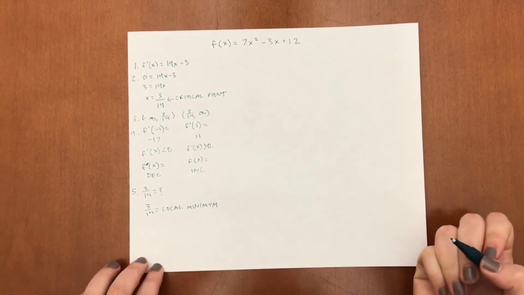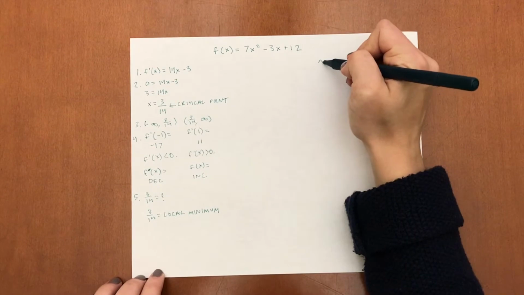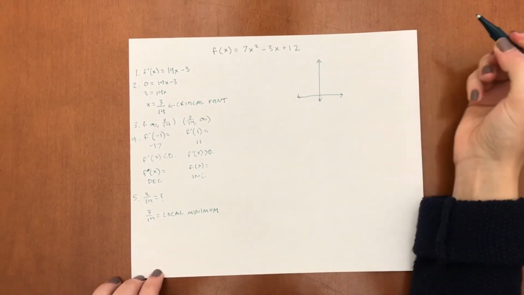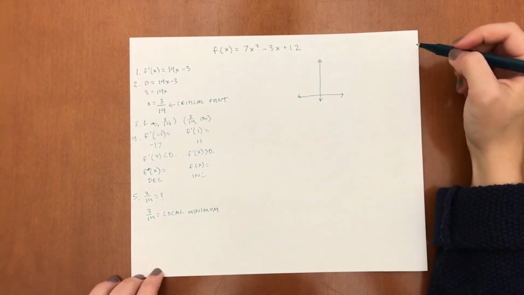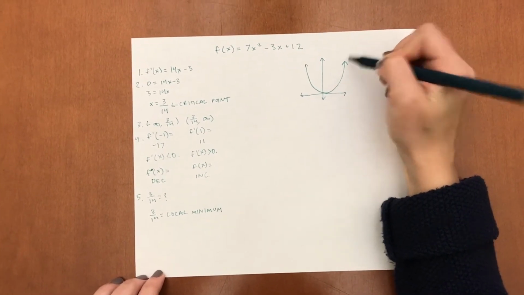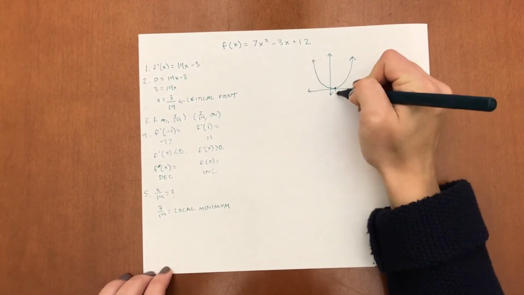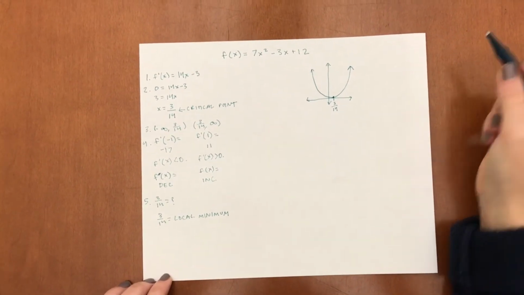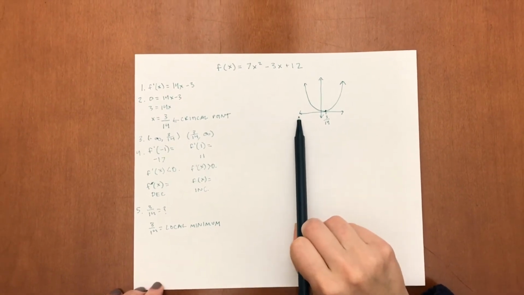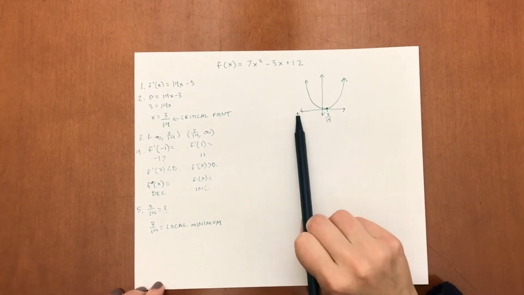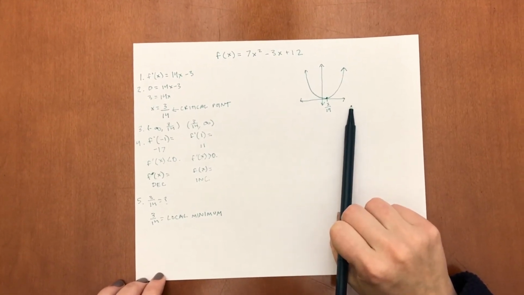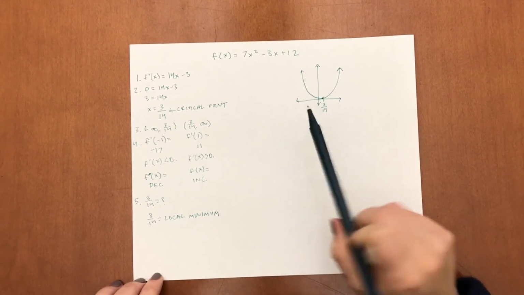Now we can check these results by drawing the graph of this function. So 7x squared minus 3x plus 12 is going to end up being a parabola that is shifted up and to the right. We know that this point is going to be our 3 over 14. And if we look at this graph from left to right, we do in fact see that from negative infinity to 3 over 14, our function is decreasing, and from 3 over 14 to infinity, our function is increasing. That makes 3 over 14 our local minimum.